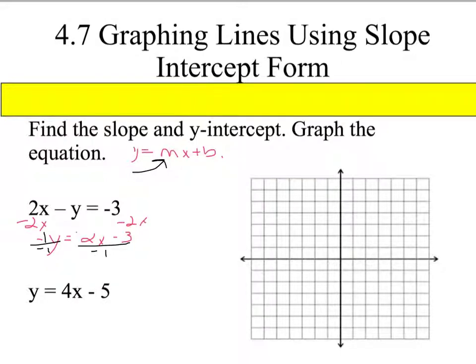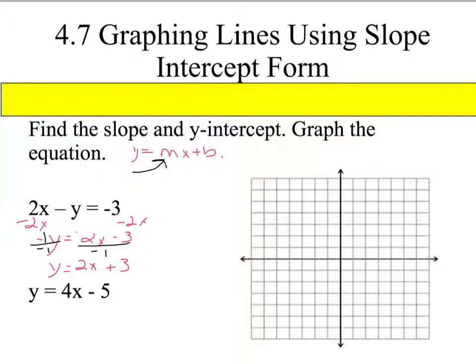You don't need to show this step. If you want, you can just change all of the signs to positive. Just flip all the signs. So you do not need that middle step when I divide by negative 1. So now I have the equation of y equals 2x plus 3.